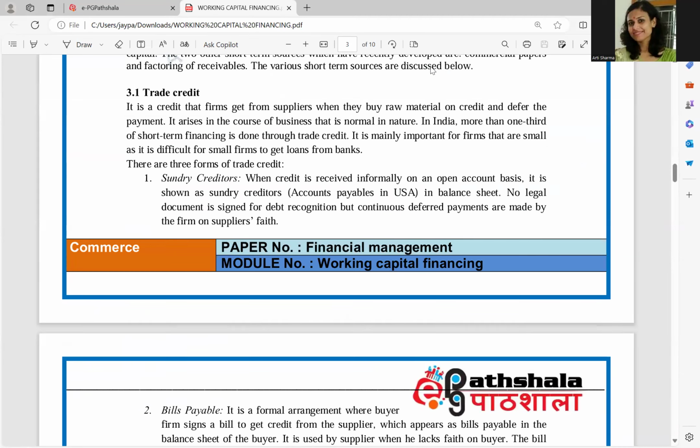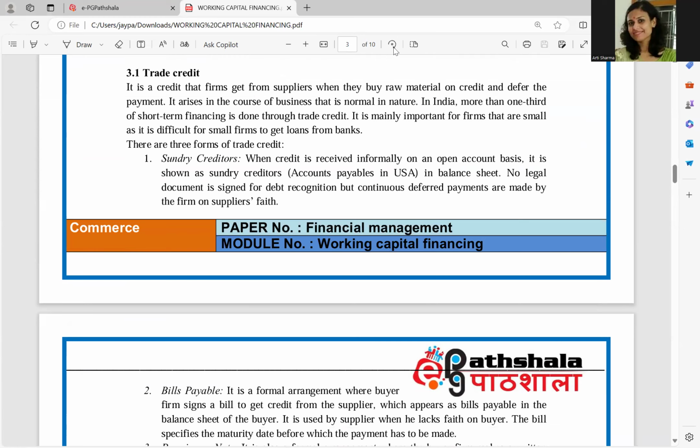So trade credit may be in three forms. First is the sundry creditors. Basically, what is credit or trade credit? It is a credit that firms get from the supplier when they buy raw material on credit and defer the payment, maybe for 15 days, 30 days, and it arises in the course of business that is normal in nature. And in India, more than one third of short term financing is done through the trade credit.